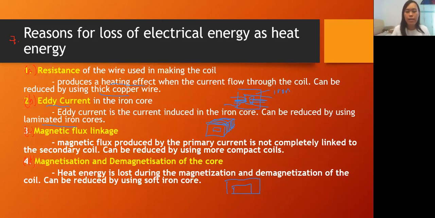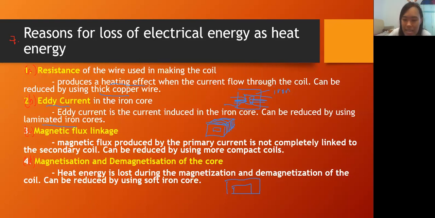Okay, next it will be the magnetic flux linkage. As you know, how this transformer works is like the cutting of the magnetic flux at one part, which then induces the current in the other part. The magnetic flux produced by the primary current does not completely reach the secondary coil. This can be reduced by using a more compact coil.